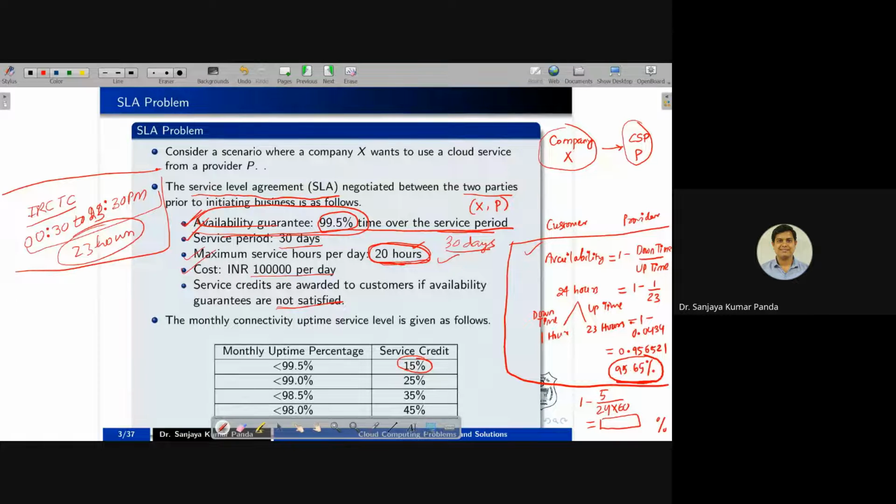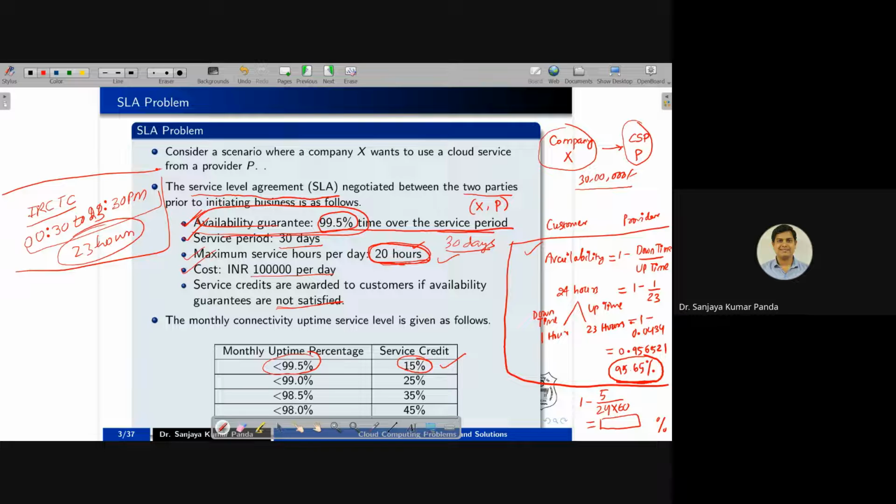So whatever cost company X is going to pay to provider P, some amount like 1 lakh per day, 30 days is 30 lakh. The company has to pay 30 lakh to the provider, right? So if availability guarantee is less than 99.5% and greater than or equal to 99.0%, then service credit is 15%. So you will deduct 15% from the 30 lakhs and pay the remaining amount.